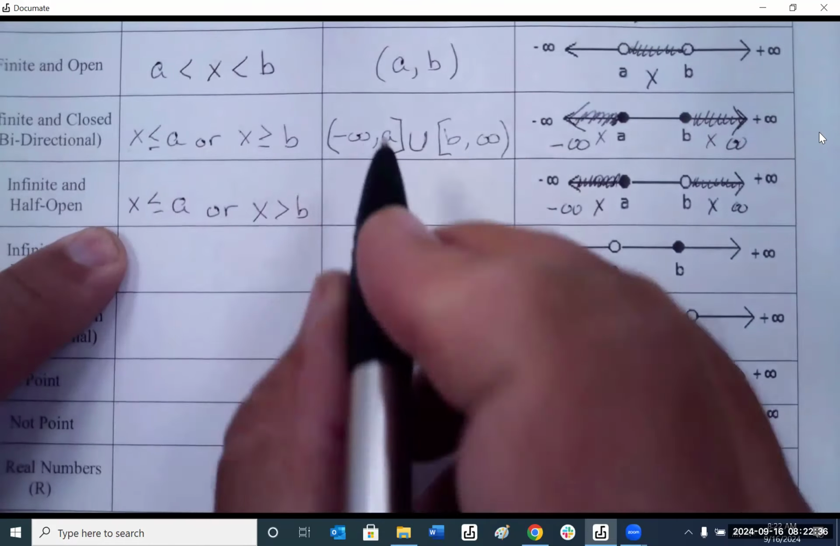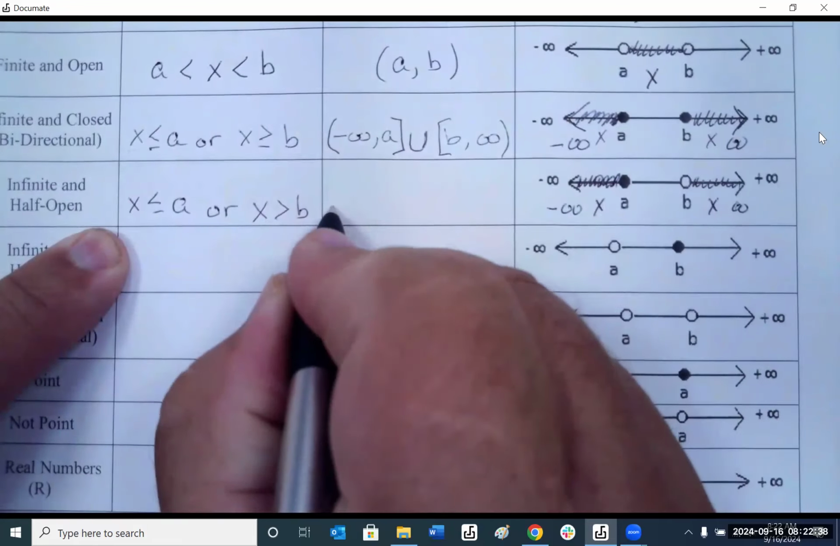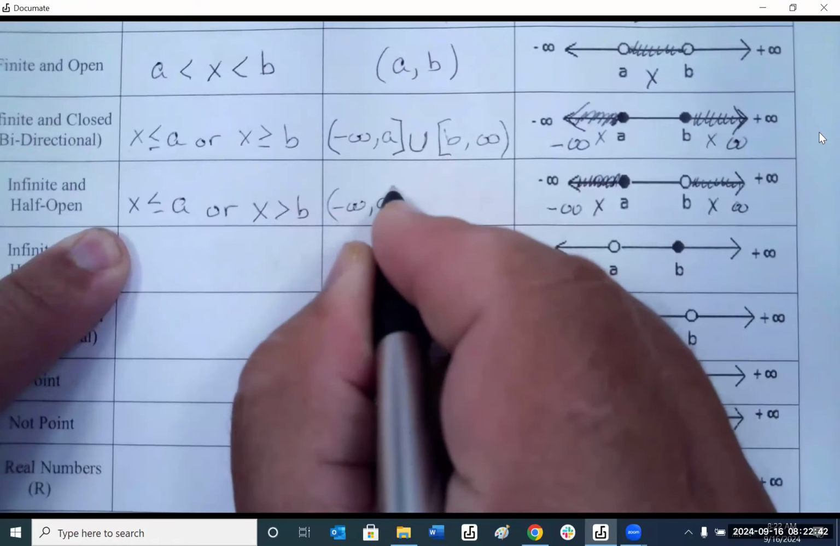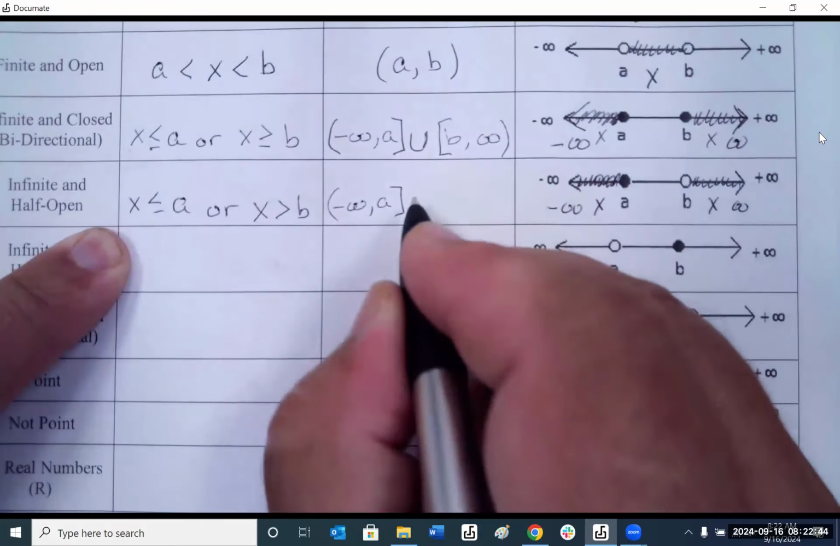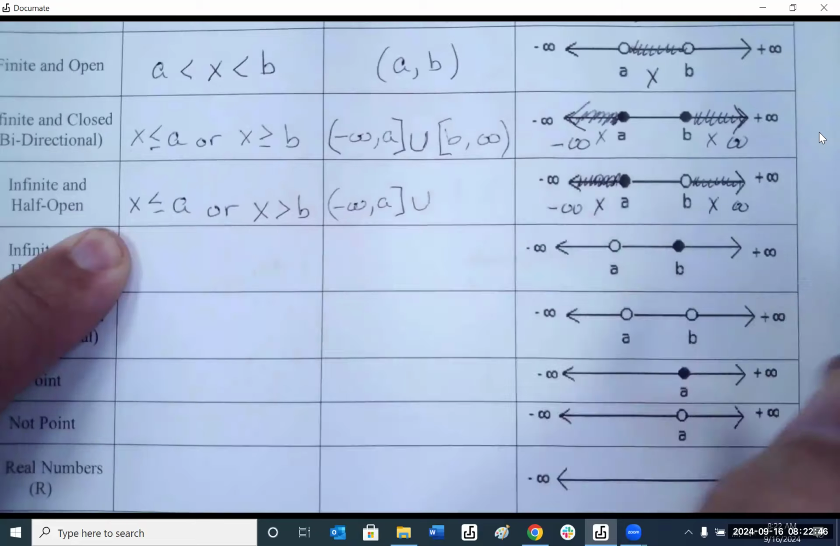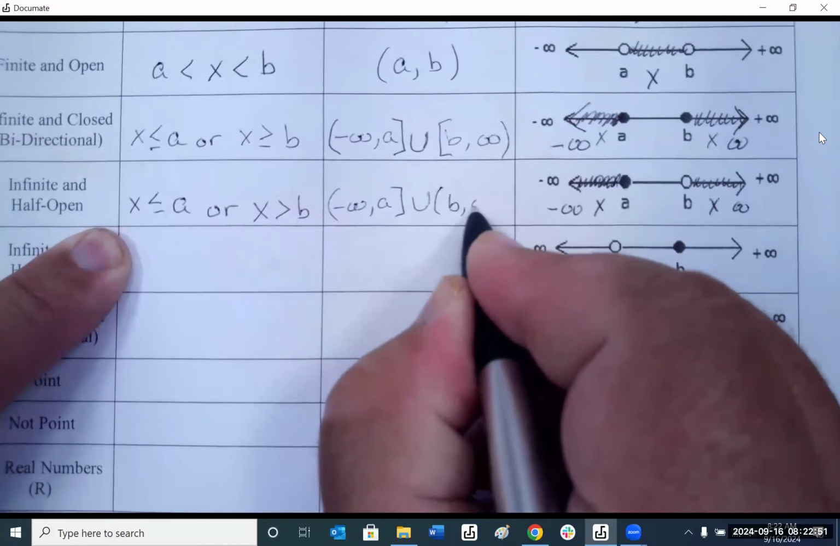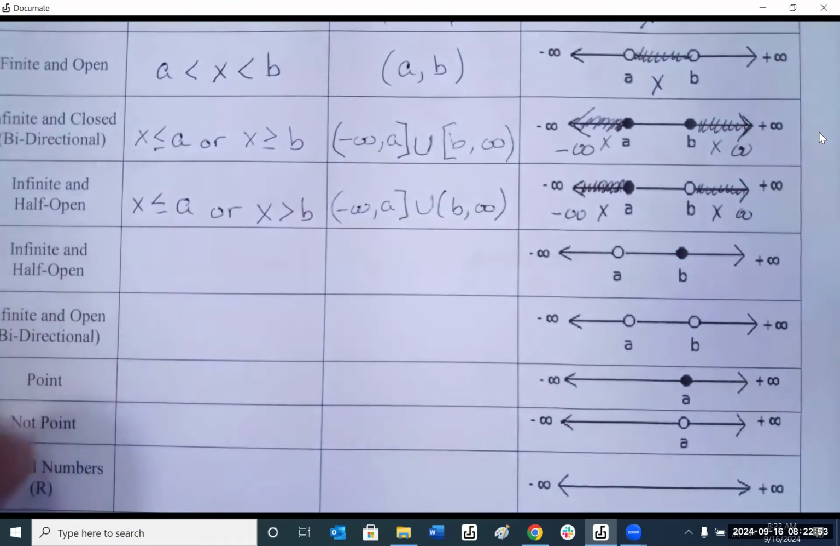The next one, we're going from negative infinity to A, and it's a bracket since it's a solid dot, unioned with open circle, B to positive infinity.